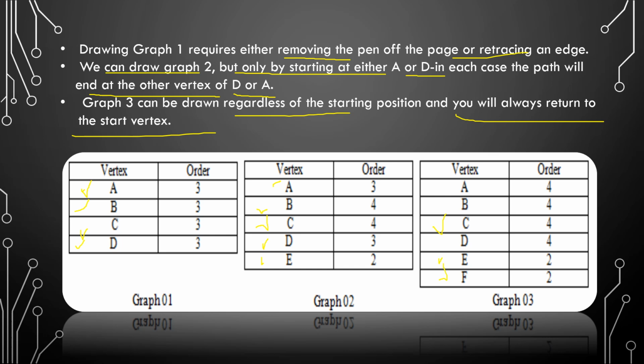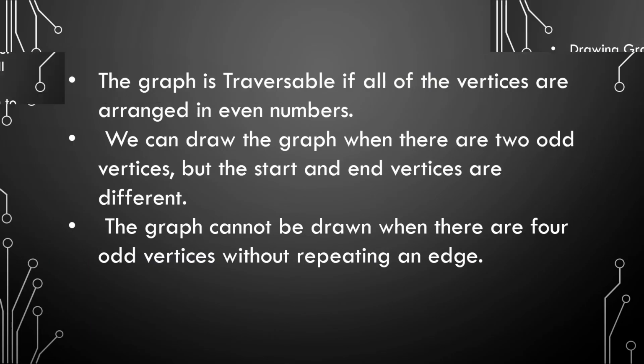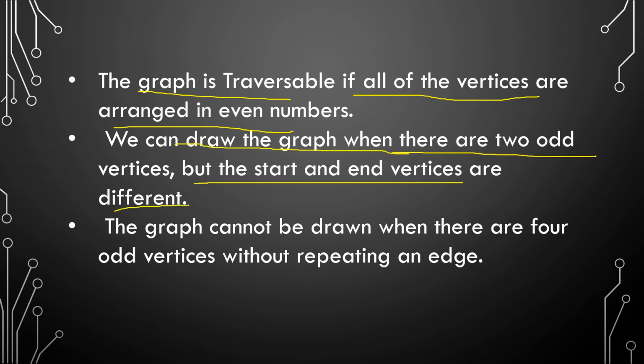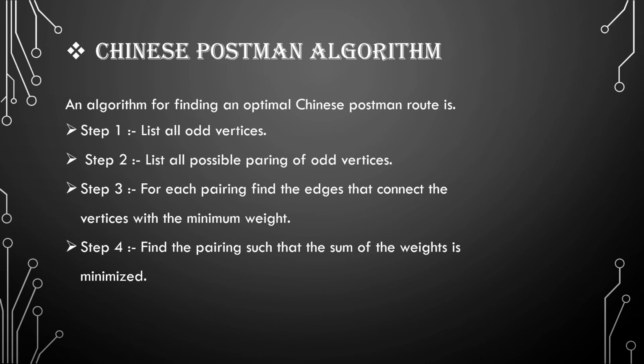So we generalize the result: the graph is traversable if all the vertices are of even order. We can draw the graph when there are two odd vertices, but the start and end vertices are different. That is the first one and that is the second. And the third one says that the graph cannot be drawn when there are four odd vertices without repeating edges. So from this result, we can use it in the Chinese postman algorithm.